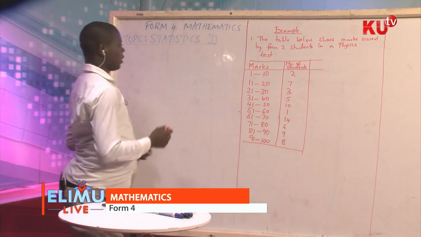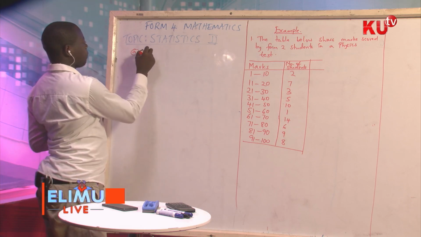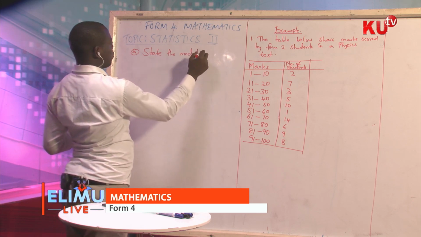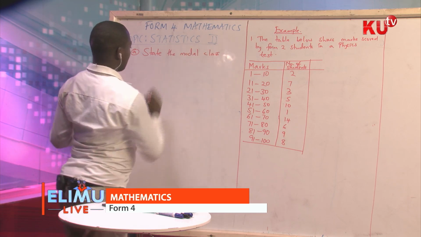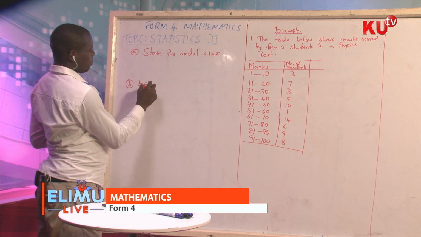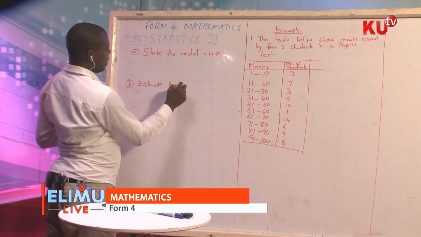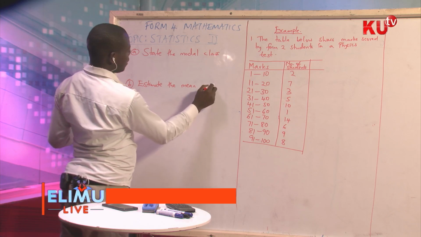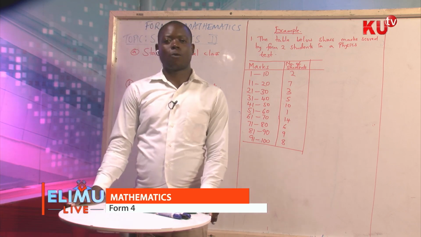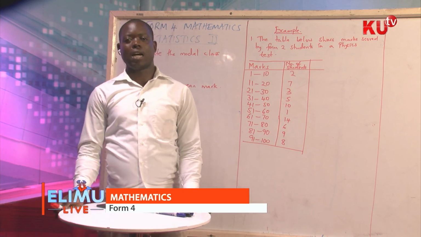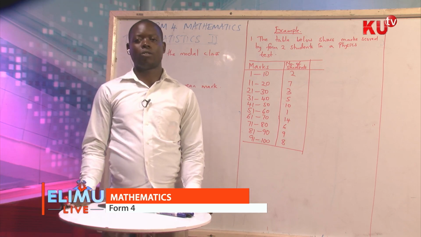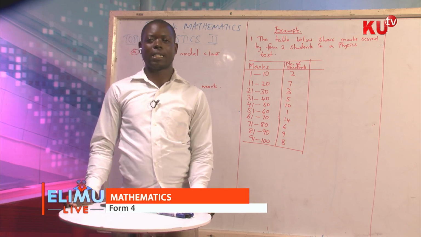And so what is the question? The questions are as follows. Part A, we are asked to state the modal class. And part B, we are required to estimate the mean mark. Those are the two questions that we need to analyze with reference to the data that we have from the Form 2 students who sat for this physics test.